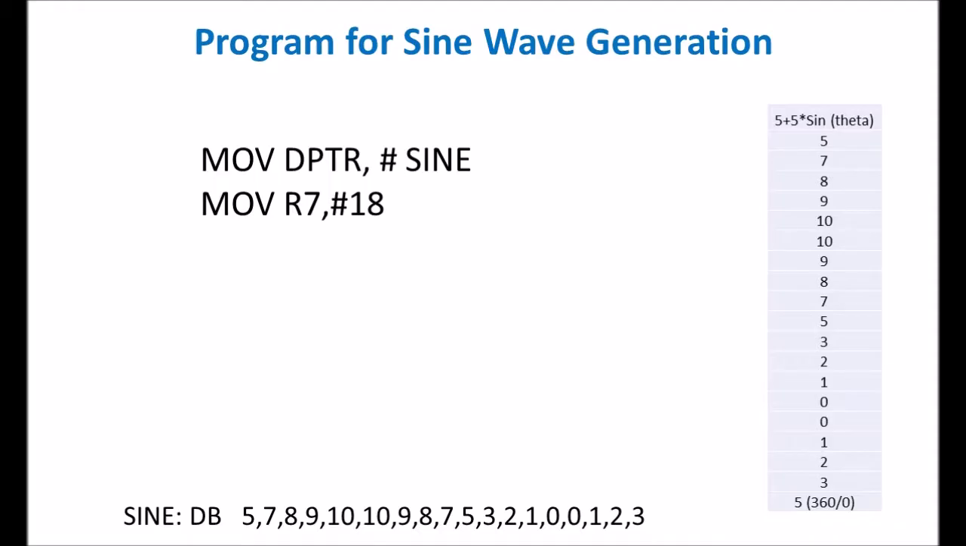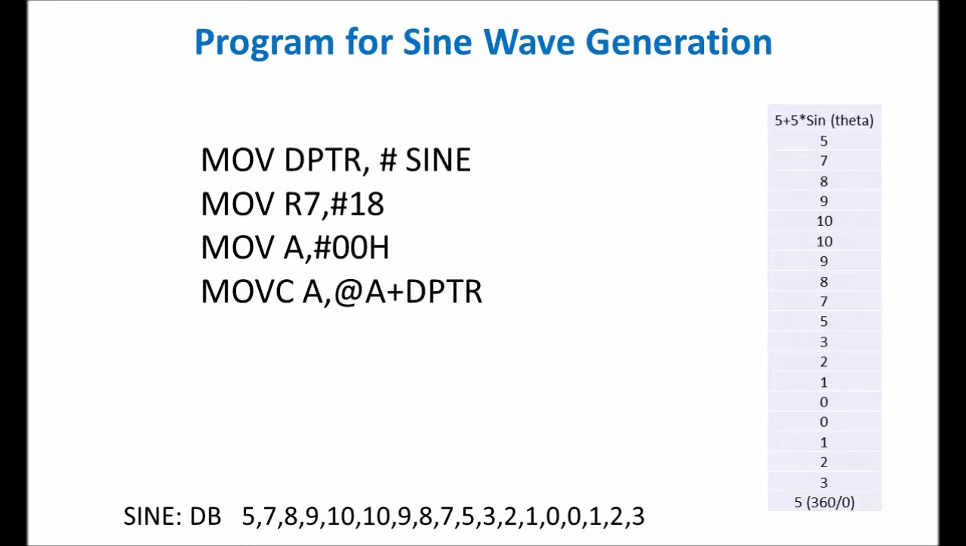Then next we'll initialize the accumulator with the value 00H. Next, we'll write the instruction to read data from the lookup table. For that, we'll use the instruction MOVC A, @A+DPTR. Here the controller will compute the address of the memory location by adding the contents of the accumulator to the contents of DPTR. Accumulator contents are 00H and DPTR is pointing to the first memory location. So this address will point to the first memory location of the lookup table. It will read that first number 5 and it will be stored into the accumulator. So the first magnitude is in the accumulator.